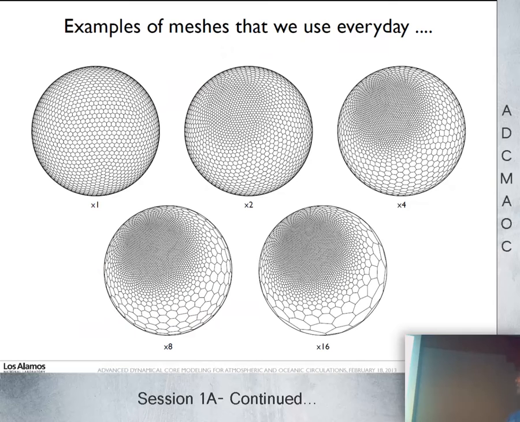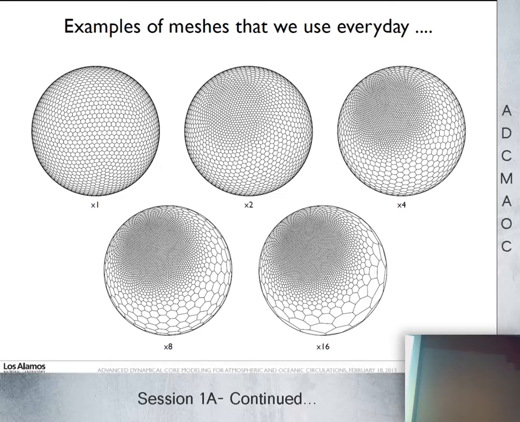So here are some examples of meshes that we use every day, and what we actually did with these. This figure comes from a paper we wrote using the shallow water equations. We simulated the shallow water equations on a quasi-uniform mesh, varied by a factor of 2, and below you see the change in resolution, by 4, up to by 8, up to by 16. These are typical meshes that we use every day.